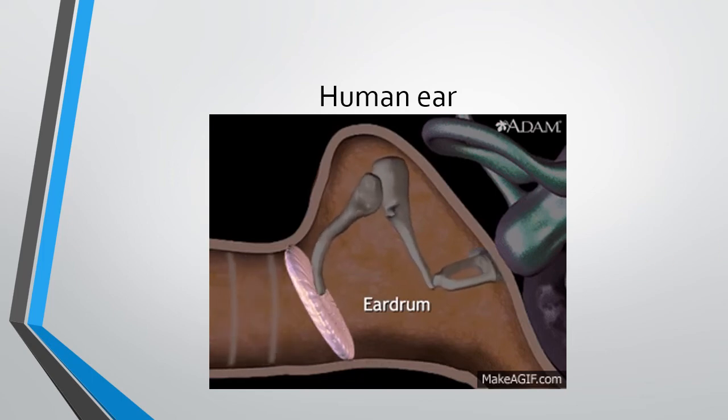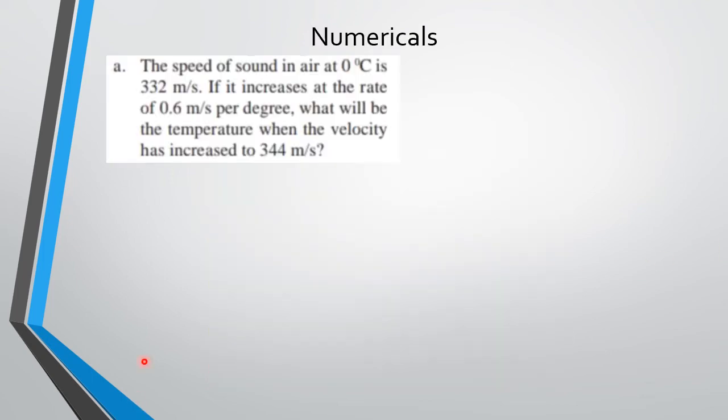Okay, so let's solve the numericals. The first one says the speed of sound in air at 0 degrees Celsius is 332 meter per second. If it increases at the rate of 0.6 meter per degree, what will be the temperature when the velocity has increased to 344 meter per second? Please note that the numericals D and E after the end of the chapter in your textbook are omitted. We have to solve only A, B and C.